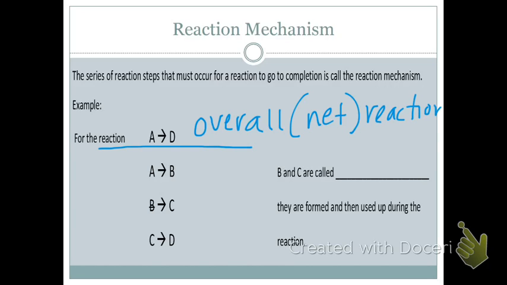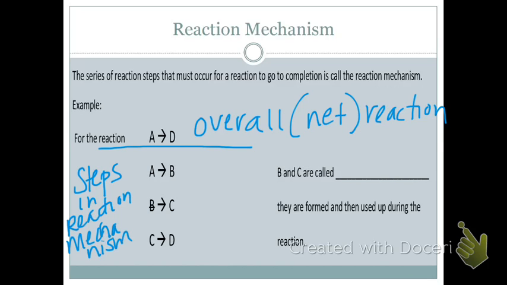But in order to get there, we had to go through a series of these steps, and these are the steps in the mechanism. I'm going to run out of room, sorry. Okay? So A would go to B, then B goes to C, and then C goes to D.